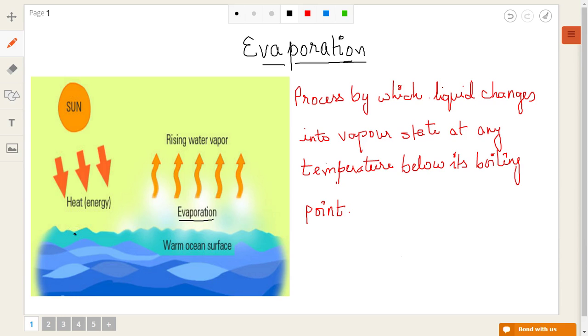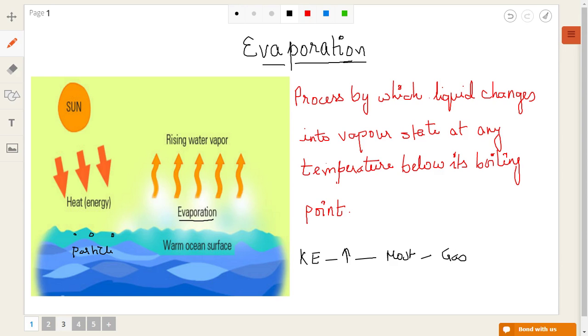In a liquid, the interparticle space is intermediate between solids and gases. Kinetic energy is the energy possessed by the motion of the particles. Now what happens? The particles of the liquid absorb the heat energy, and after absorbing the heat energy they start moving even faster. So the kinetic energy increases. A time comes when the kinetic energy becomes highest, and the highest kinetic energy is seen in the case of gases. At that time the liquid phase gets converted into the gas phase. This process is known as evaporation.